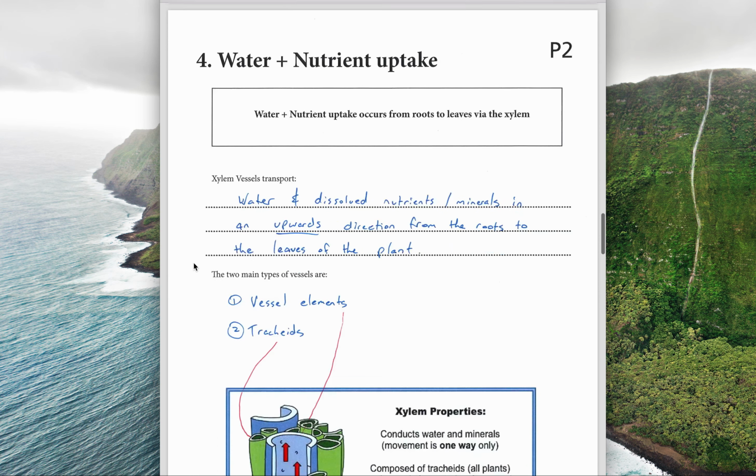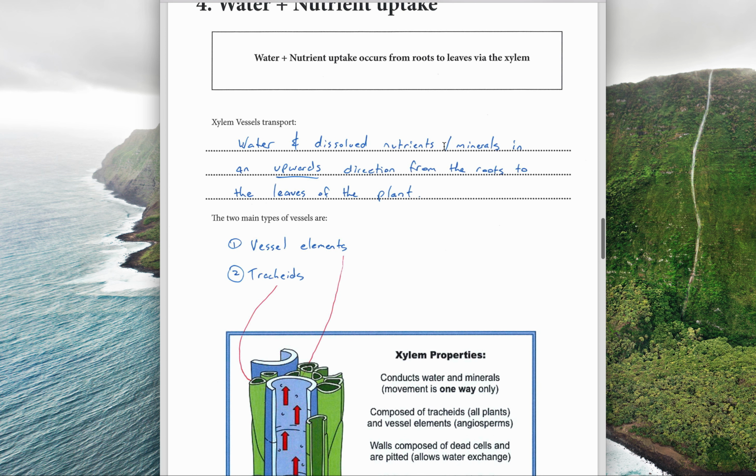The last one here is that for all this to occur, plants need to take up water and nutrients. Because we're talking about taking up nutrients through the roots in the soil and to the leaves where the photosynthesis is occurring, the inputs of water and nutrients for photosynthesis are taken up through the xylem. We don't need to worry about the phloem in this section, just the xylem. The xylem carries water and dissolved nutrients and minerals in an upwards direction only, from the roots to the leaves of the plant.